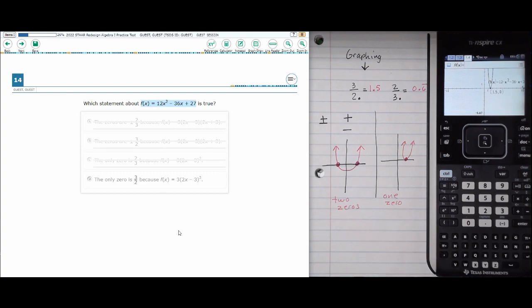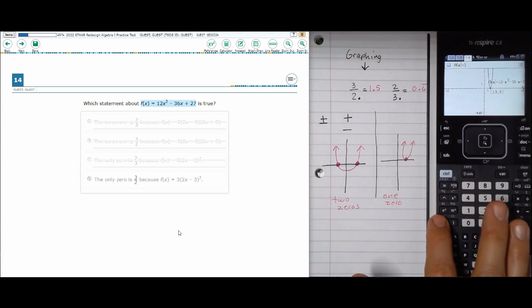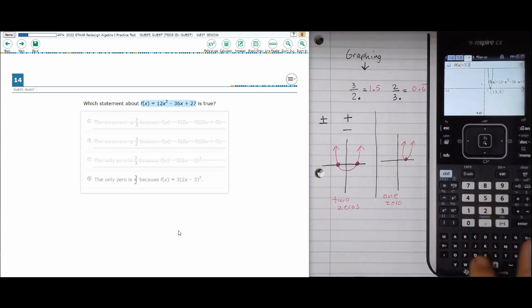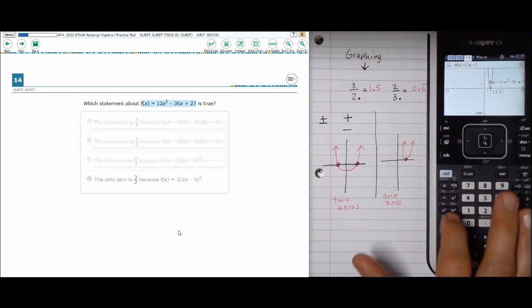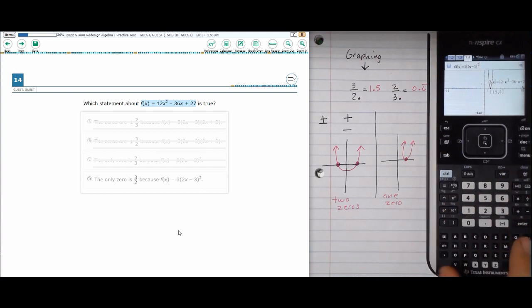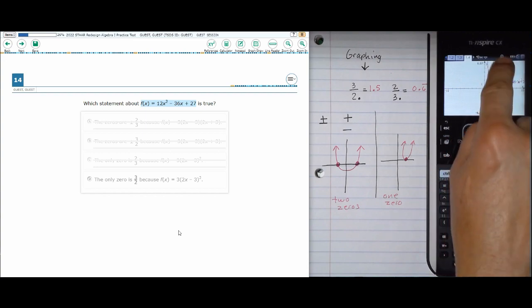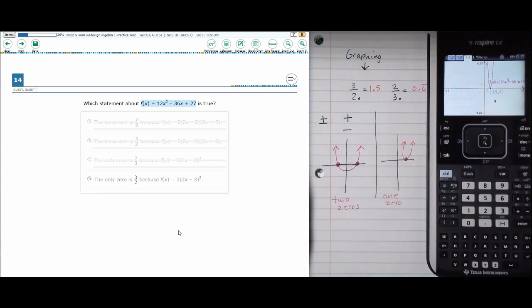That'll let me graph a second graph. And I'm going to put in 3 parenthesis 2x minus 3 close parenthesis, and then I'm going to square it. Notice it does lie on top of it, and it does have that same 0 of 1.5.